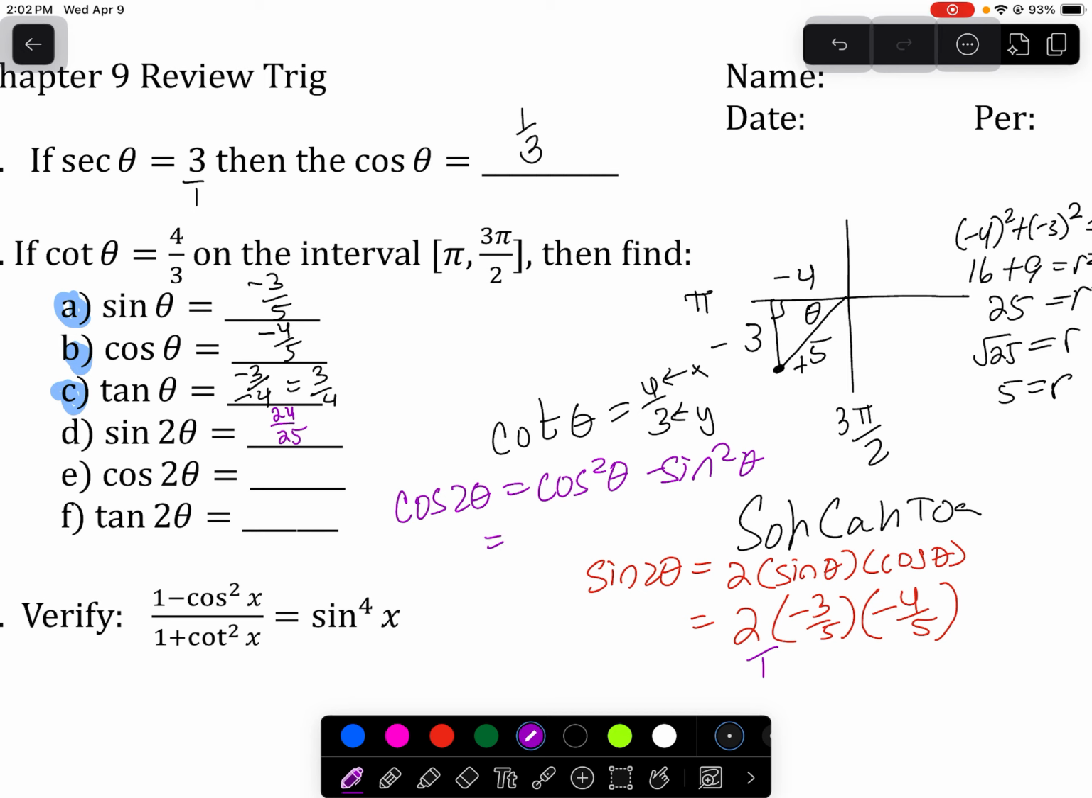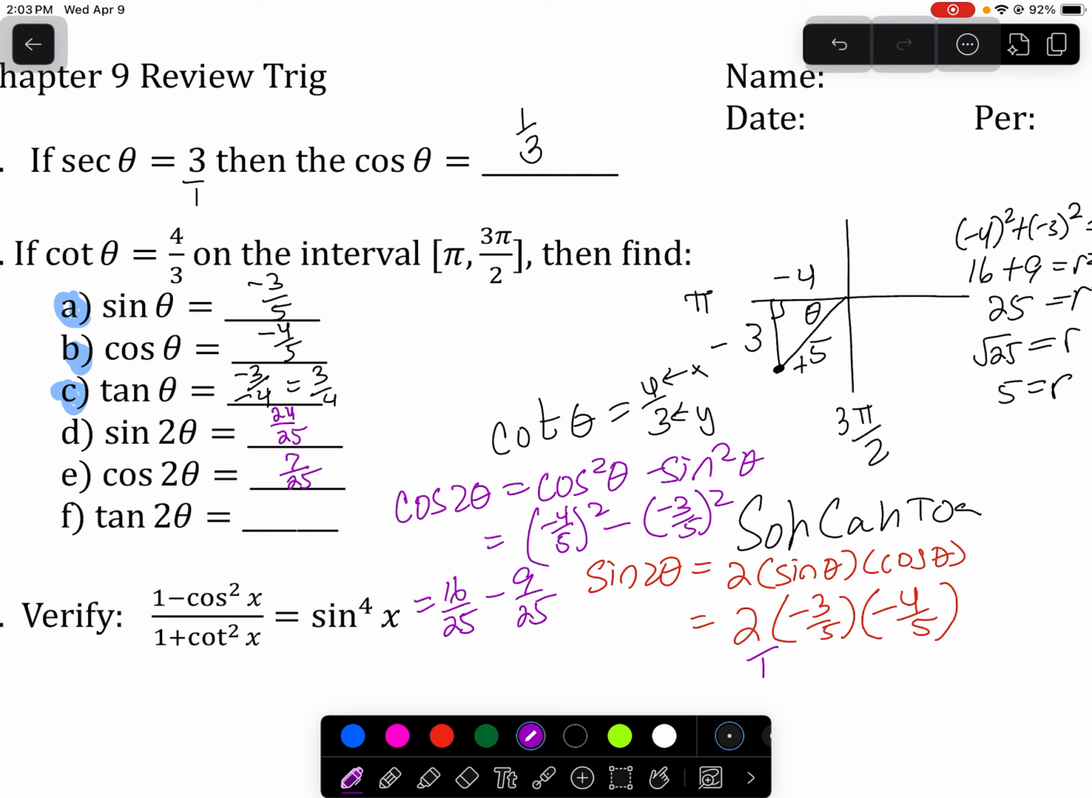And so for the cosine squared, just put your cosine value of negative 4/5 in parentheses squared, minus my sine value in parentheses squared. To square a fraction, square the top and also the bottom. Square the top and also the bottom. 16 minus 9 is 7. That is 7 over 25.